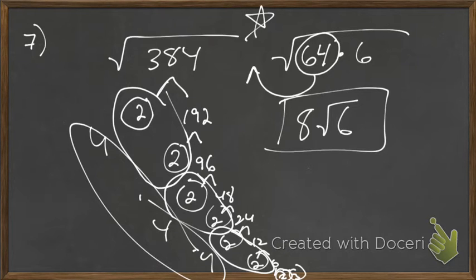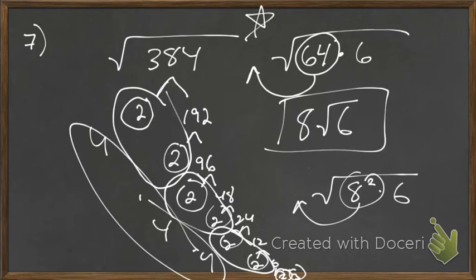On the Khan Academy for this, they would write it as 8 squared. Yeah, 8 squared is 64. So if you want to do that, it's fine. I'm cool with that. 8 squared times 6, that comes out as 8 still, right? Same. Yeah.